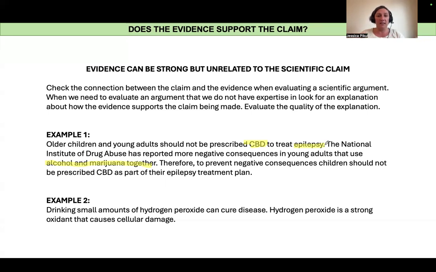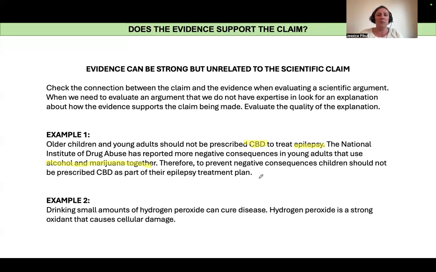The evidence that there are more negative life consequences for young adults that use both alcohol and marijuana is probably strong evidence, especially if it's citing a study of thousands and thousands of people. And that would be great. That would be strong. We could say it's objective evidence. However, it has no connection to the actual claim being made. And so it isn't a strong argument.